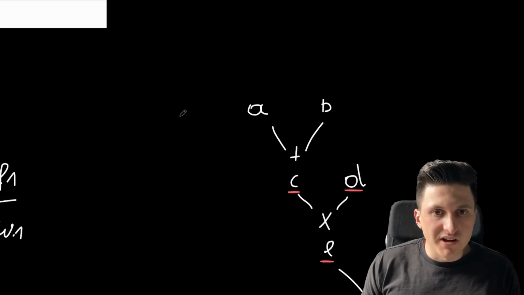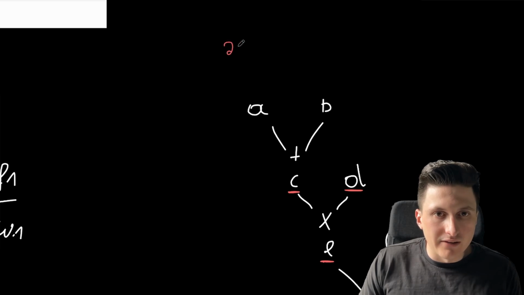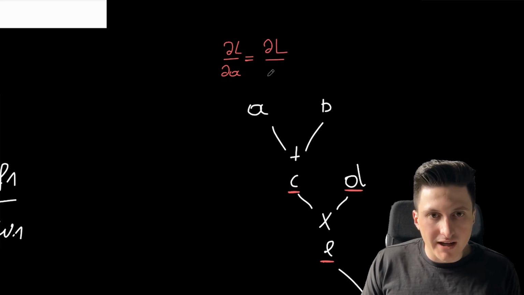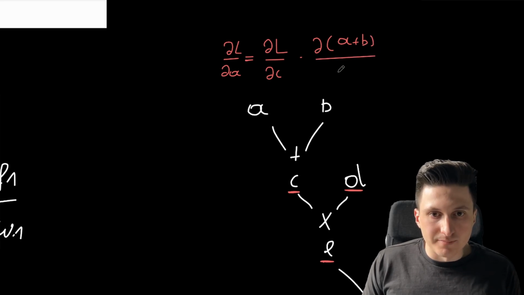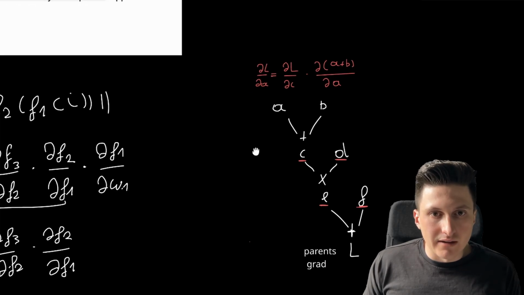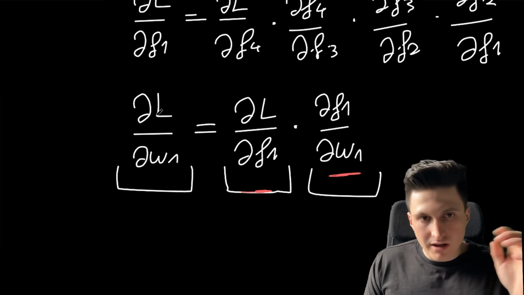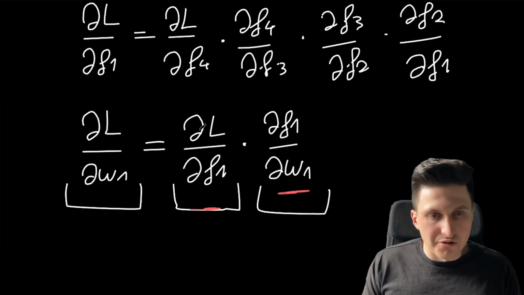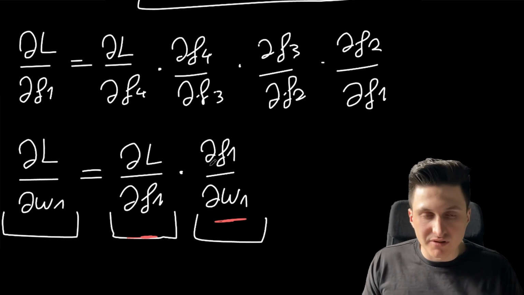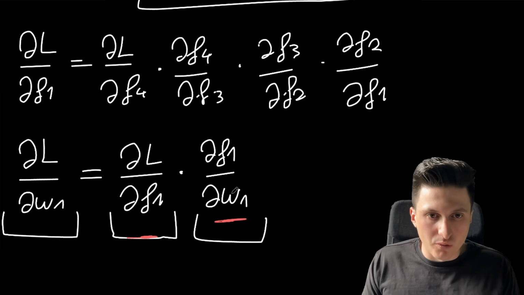Okay, and the third thing we should realize is that if we, for example, want to calculate the derivative of L with respect to some parameter A, then we just need to calculate, as I explained before, in this case the derivative of L with respect to C, and then just the derivative of the operation that uses A. In this case it was A plus B with respect to A. And this just corresponds to what we derived here, which is that the derivative of the loss with respect to some tensor is just the derivative of the loss with respect to the output of the operation in which the tensor was involved, times the derivative of the operation itself in which the tensor was used with respect to the tensor.